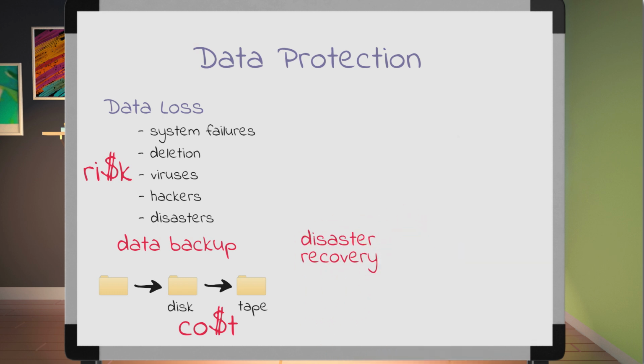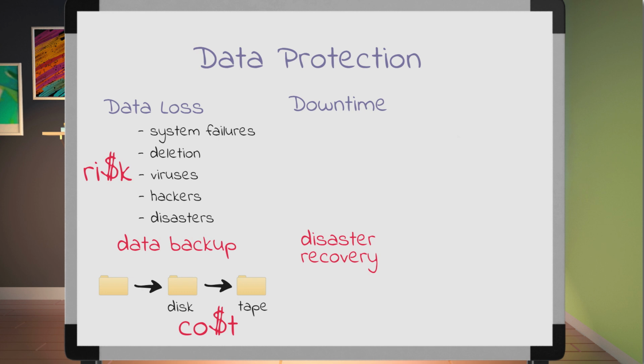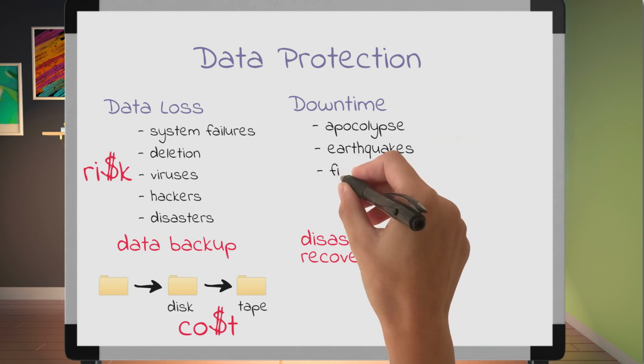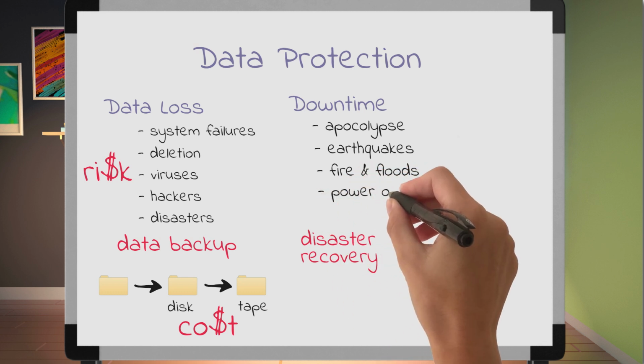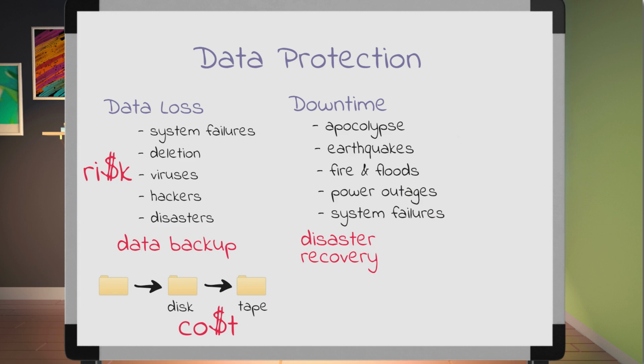Disaster recovery is all about reducing business downtime in the case of disasters happening. Disasters can range in scale. It's not all about the apocalypse, earthquakes, fire and floods, though these may well be factored into a disaster recovery plan. It's also about smaller but perhaps more likely disasters like power outages, equipment failures, network failures, etc.